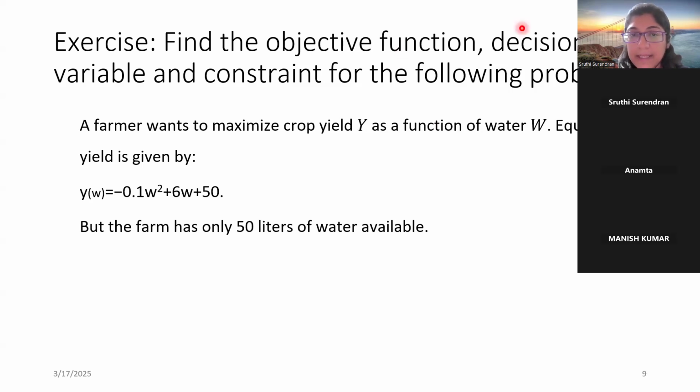The answer is correct, y. But what is it that you want to do with y? Do you want to minimize y or maximize y? Y is the yield. In the end, we want to increase the yield. So what will be the objective function over here? Yeah, so maximizing y. Now what is the decision variable over here? Okay. Now what can be the constraint over here?